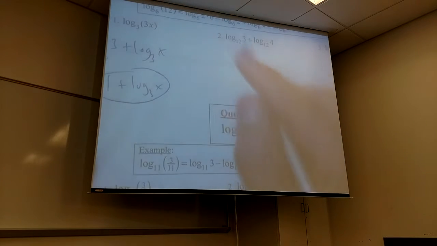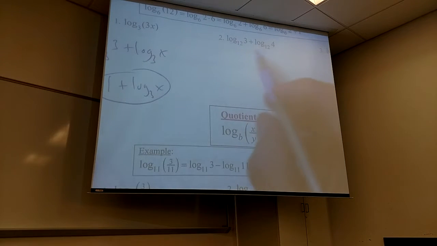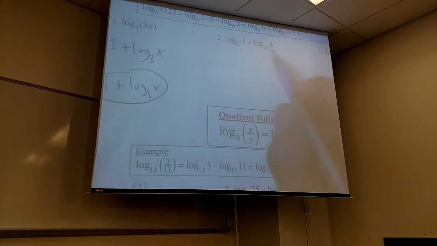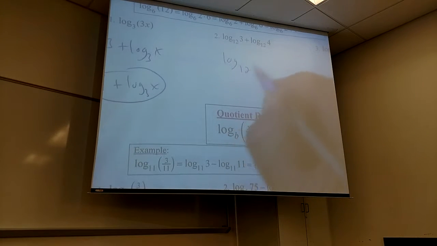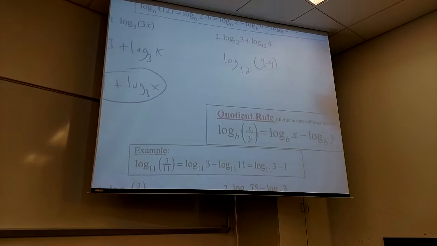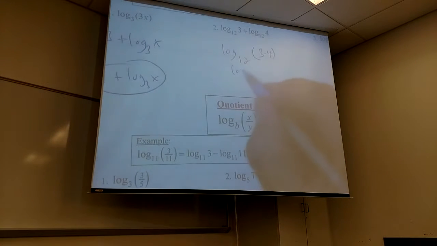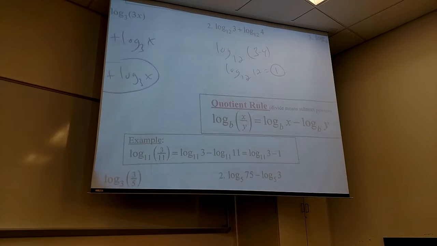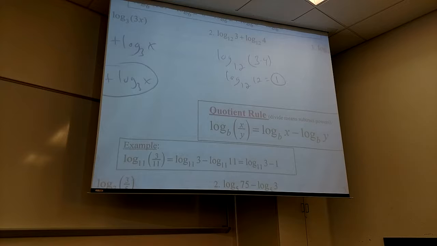Now this way seems to be the more useful way in general. Because what can I do with this now? I'm adding powers, which means I must have been multiplying the things inside. And log base 12 of 12 is 1, because 12 to the first power is 12. I love it. I like it.